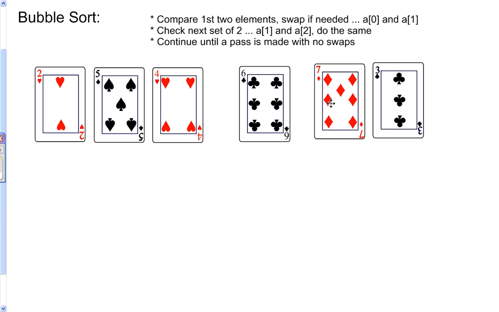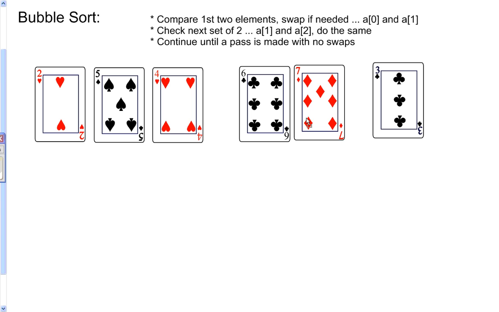Now, if you notice, the number I'm dealing with here is the 6. I'm comparing two numbers, and the larger one moves on. I compare two numbers, and the larger one moves on. I just compared the 4 and the 6, and the 6 moves on. So the largest number moves on. That's a big pattern here with bubble sort.